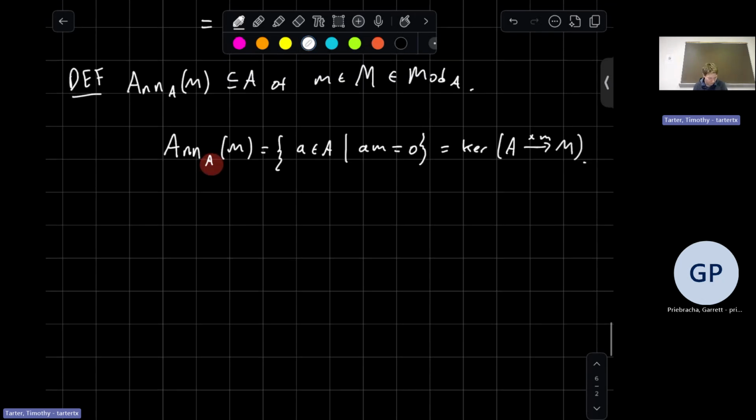And so the theorem is that the support of M is actually the vanishing of the annihilator of M.